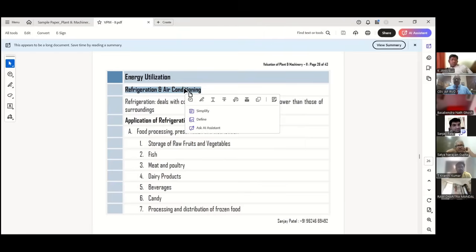Refrigeration only controls the temperature. If you look at a fridge, the temperature is controlled. While air conditioning controls both temperature and humidity. That's why, due to the humidity, you are feeling good. If you sit in a big fridge or cold storage, you are not feeling well, because a refrigerator is only controlling the temperature, while air conditioning controls both, and both have industrial applications.